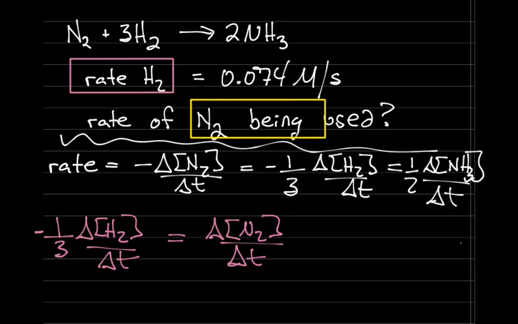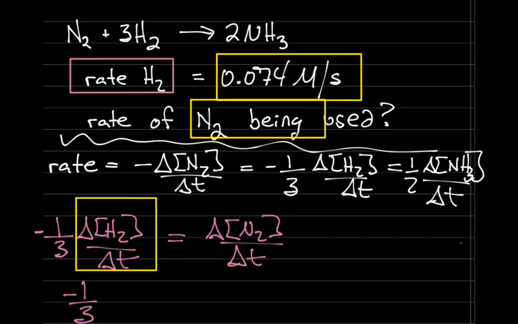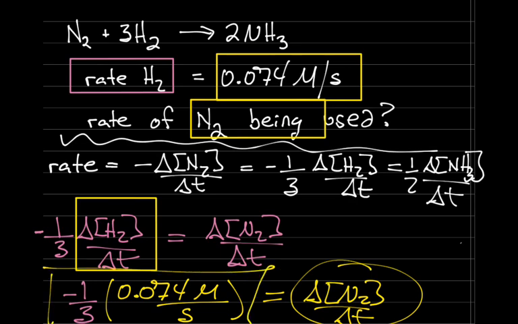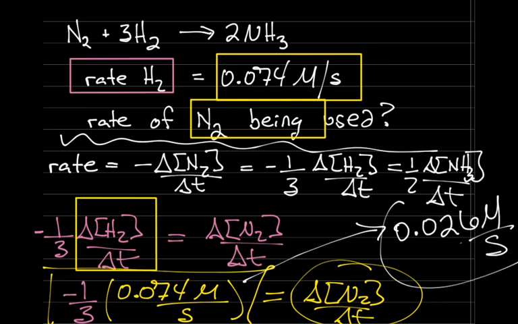So let's plug those numbers in. We have negative 1/3, and then 0.074 equals change in concentration of N2 over change in time. So basically to get the rate of N2 disappearance, we solve for this, and that gives us 0.026. There you go. Fairly easy.